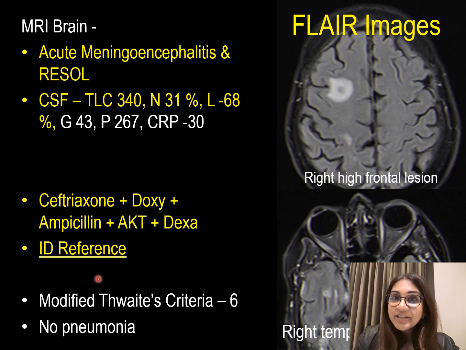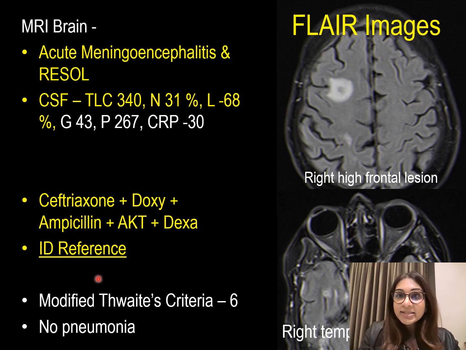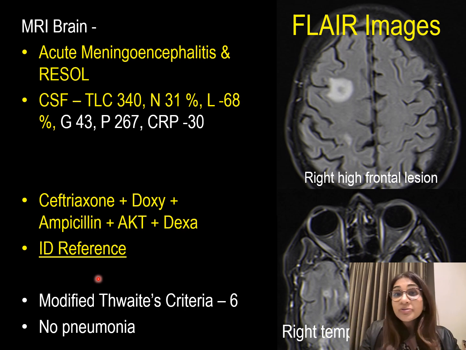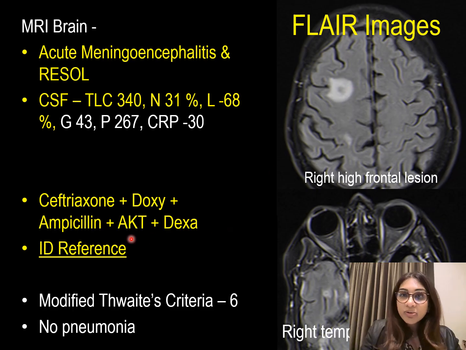So when the ID reference was sought, for us, the question was, what is the patient suffering? Whether it is a bacterial infection, whether it's tuberculosis, or it is some other etiology. As the patient had this ring enhancing lesion and was already started on the anti-TB drugs, we also calculated the modified Thwaites criteria, which is based on the age, duration of illness, peripheral WBC count, CSF WBC, and the neutrophils. Now, this was a value of 6.